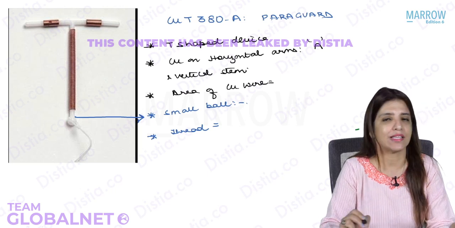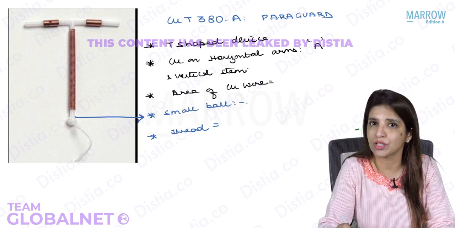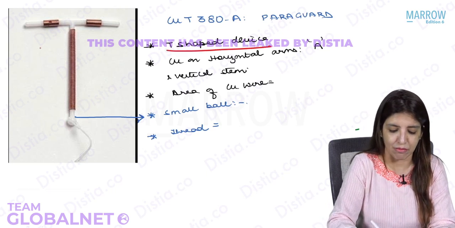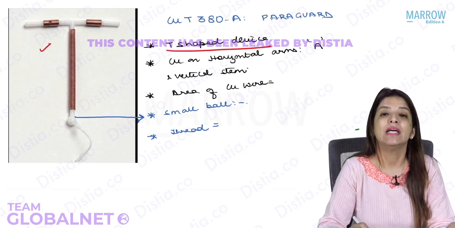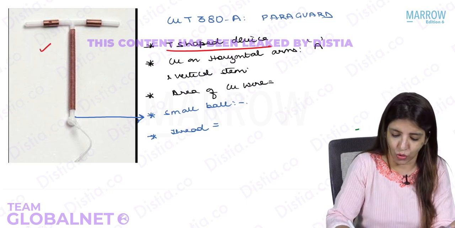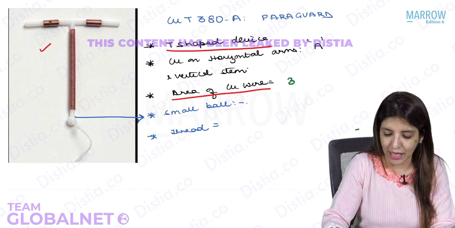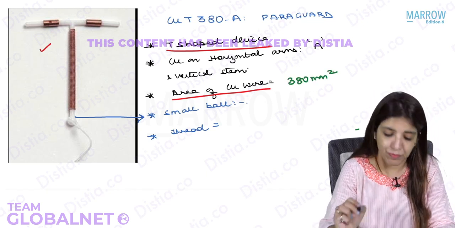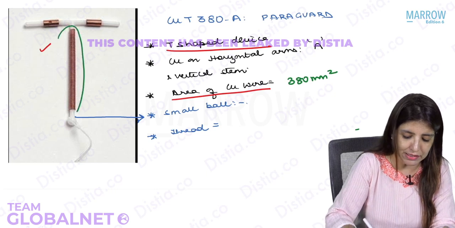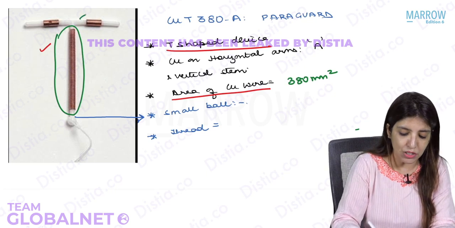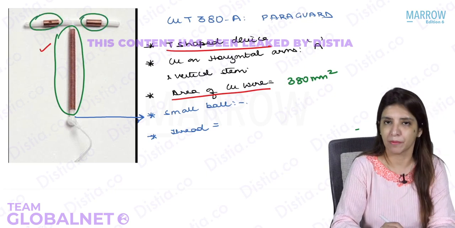So, copper means it will have copper wire wound around it, and T means it is a T-shaped device. So, as you can see in this image, this is a T-shaped device. Then 380. 380 stands for the area of copper wire which is present around it. So, 380 millimeter square is the area of the copper wire. Now, as you can see, typically in this IUCD, copper is present not only on the vertical stem, but it is also present on the arms.